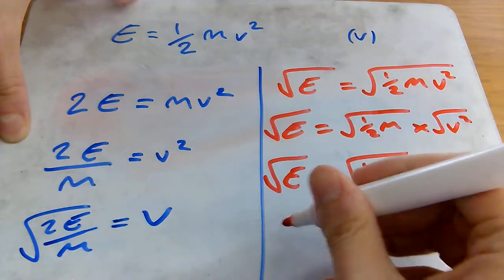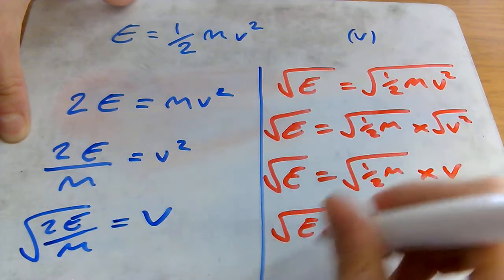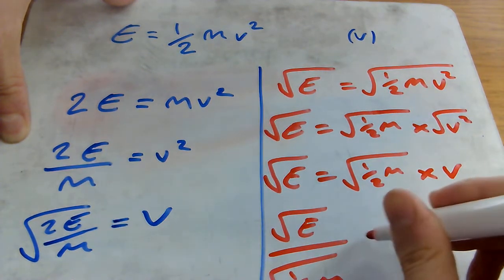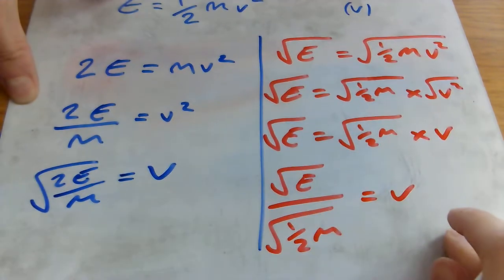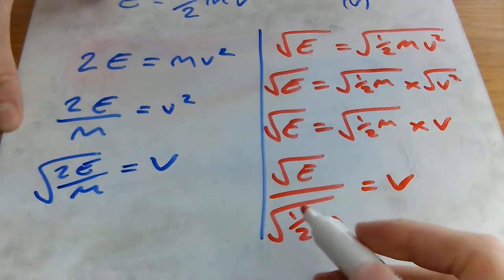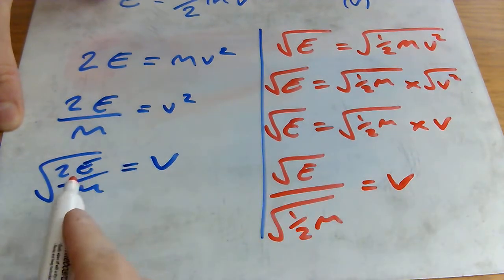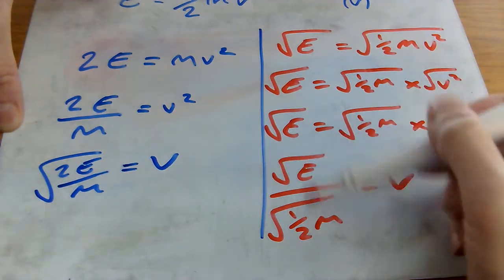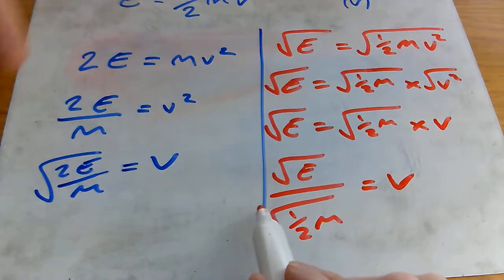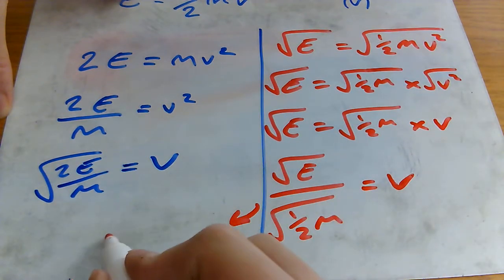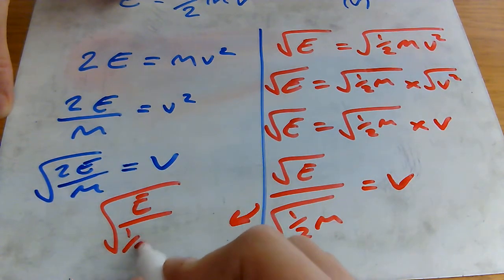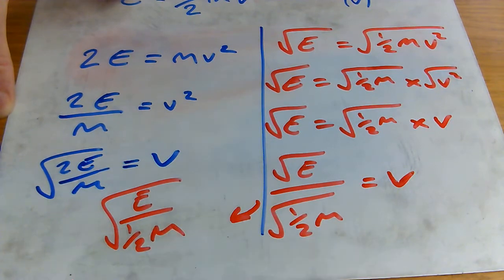If we divide this square root off now, we're going to get square root of E over square root of half m equals V. Now actually we've got V on its own here, so that would be an acceptable answer. It's just not fully simplified yet, and you might be thinking, well, how does that equal that? Well, again, from surds, if you're dividing two square roots, that can become a single surd division. So if I just do that over here, that is going to become E over half m.